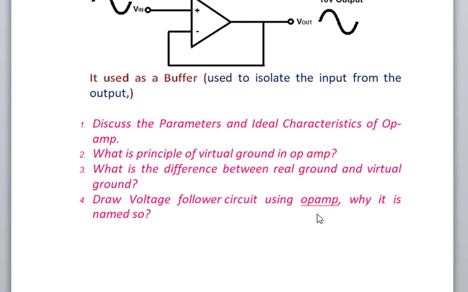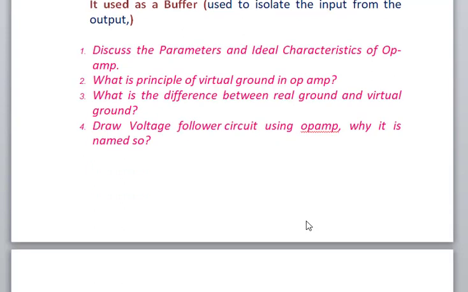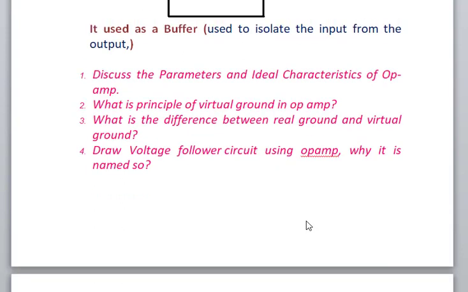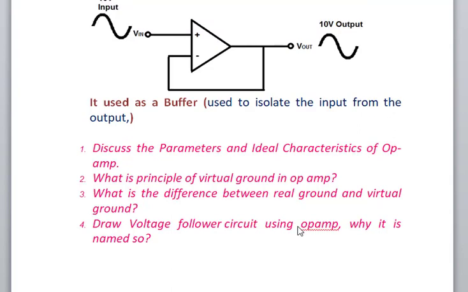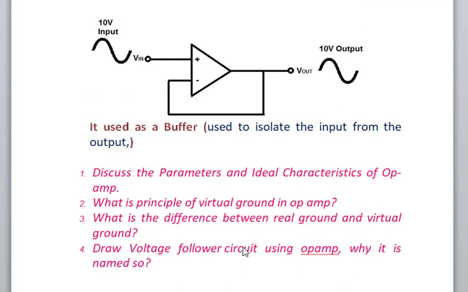Okay, now we have discussed what an operational amplifier is, what IC741 is, its pin configuration, the parameters and ideal characteristics of an op-amp, what virtual ground is, the difference between virtual ground and real ground, and the voltage follower circuit.